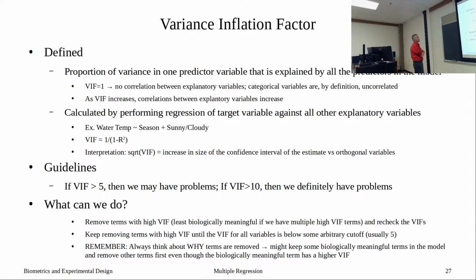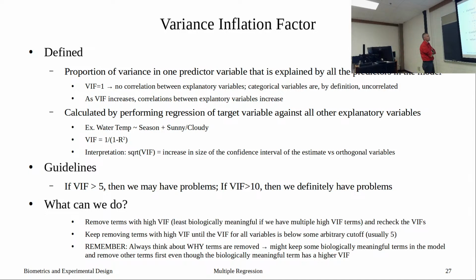Now our interpretation, our guidelines: if we have a variance inflation factor greater than 5, then we may have some problems with this multicollinearity. If we have a variance inflation factor larger than 10, we definitely have problems. So 5 is kind of the caution point where we probably need to start doing some stuff. At 10, it's without a doubt, we need to.